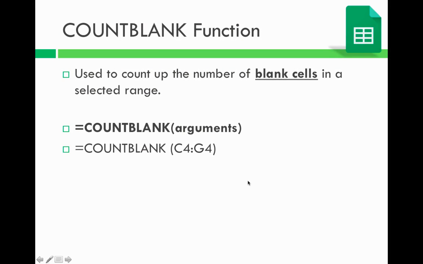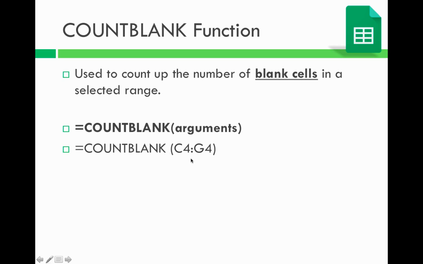Okay. The third count function that I want to look at is called COUNTBLANK. COUNTBLANK is basically the opposite of COUNTA. COUNTBLANK will count the number of empty cells or blank cells in a selected range. The name of the function is COUNTBLANK, all one word, and it takes the same type of arguments we've been looking at so far. The list of cells, a list of values, or a range of cells. Most likely you're going to use the range of cells like I have here.